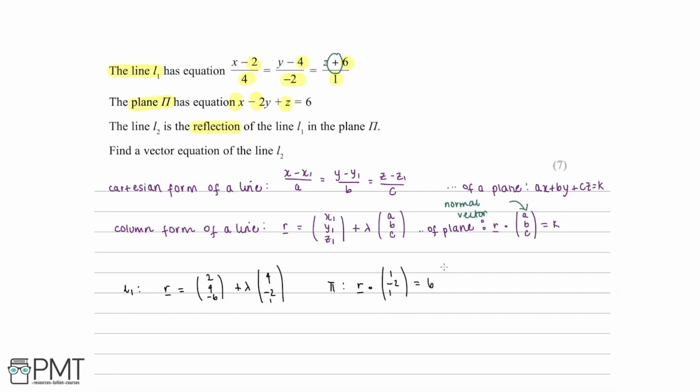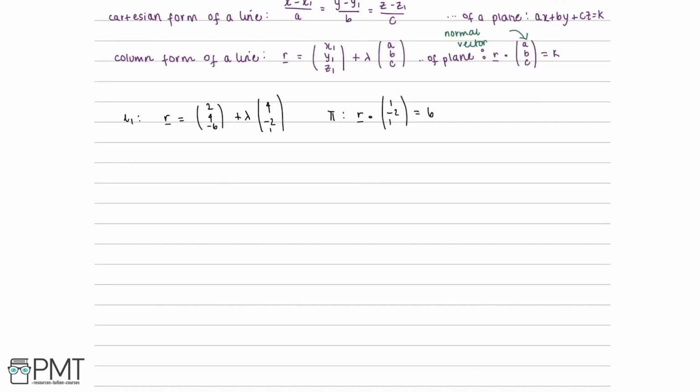Great, so now that we have the column form for both line L1 and plane pi, we can now draw a diagram in order to illustrate our question in more detail. So what will our diagram look like?